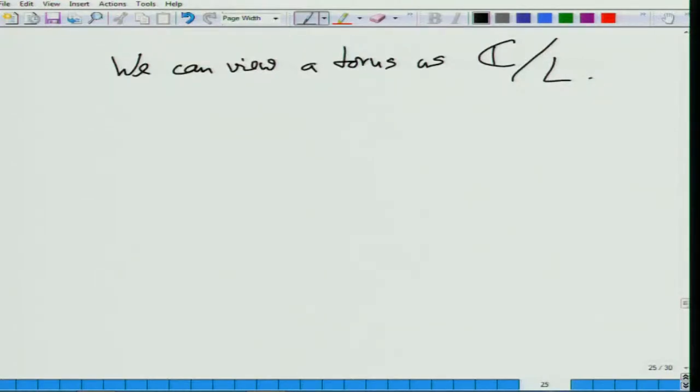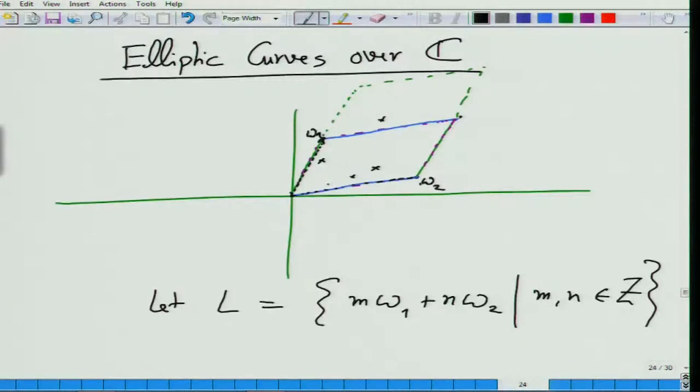So L is a group. It's easy to see L is a group. It's a commutative group, so you just quotient the group of complex numbers under addition with this lattice. Okay, so that group that you get is a group operation defined on this.